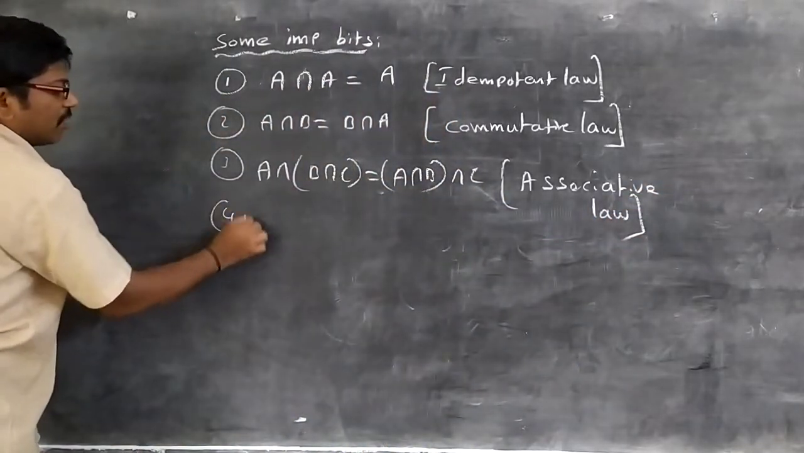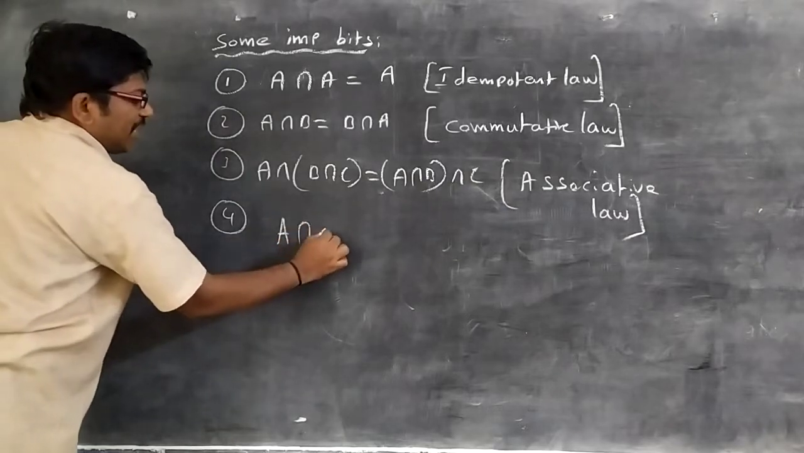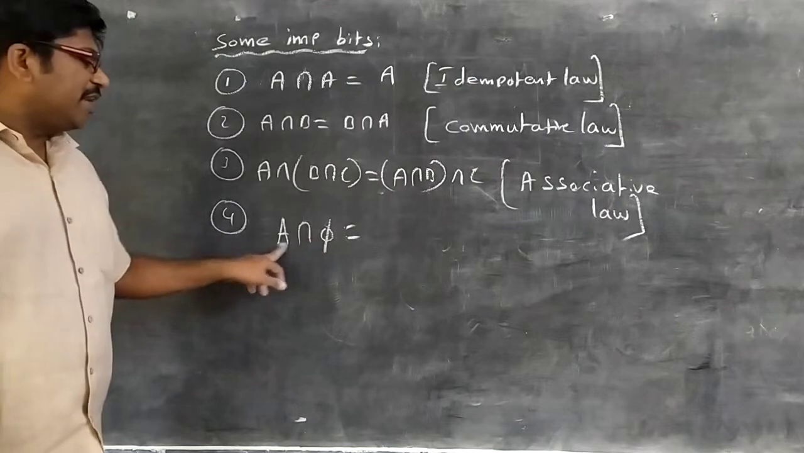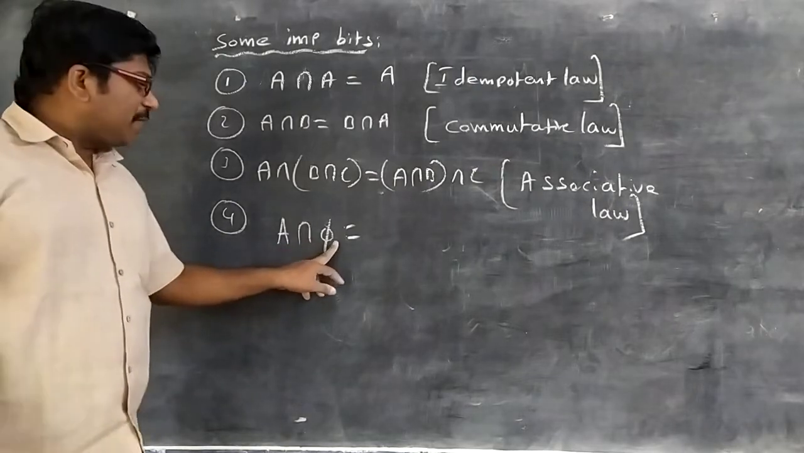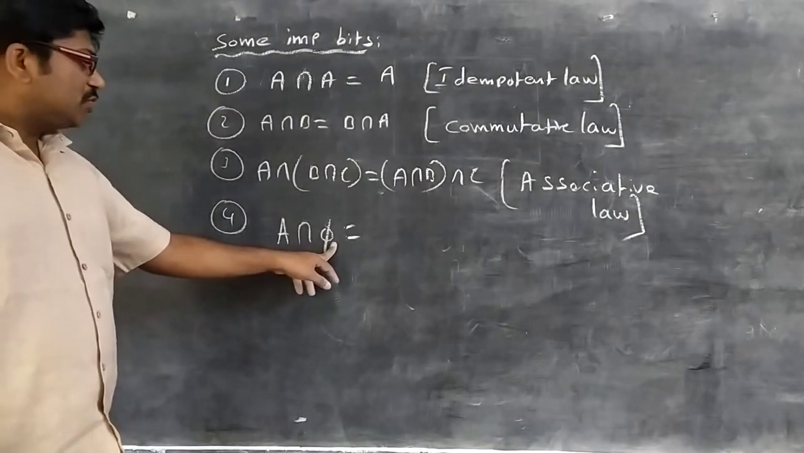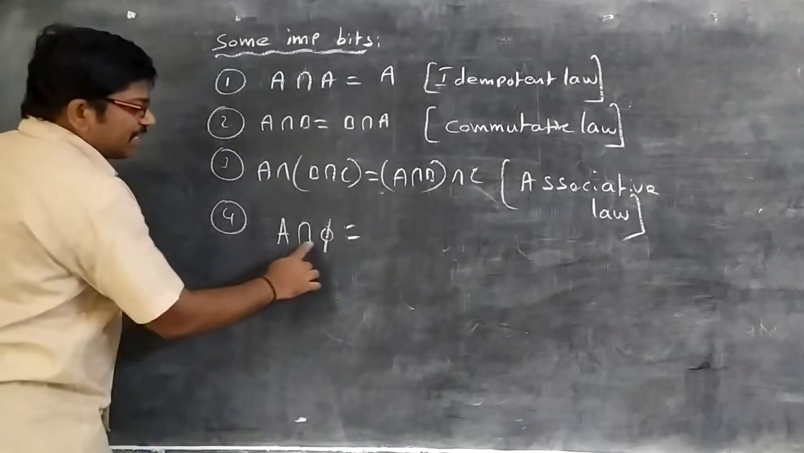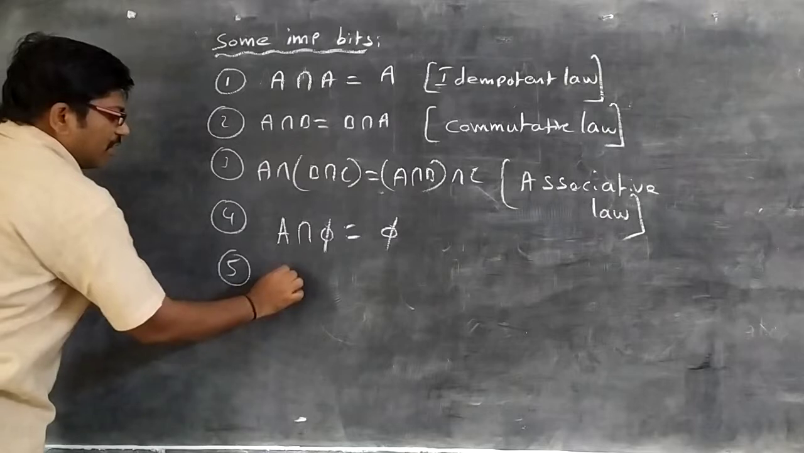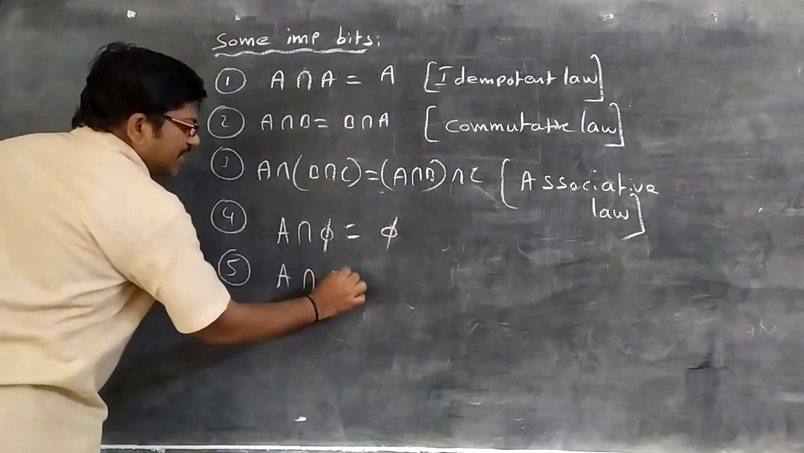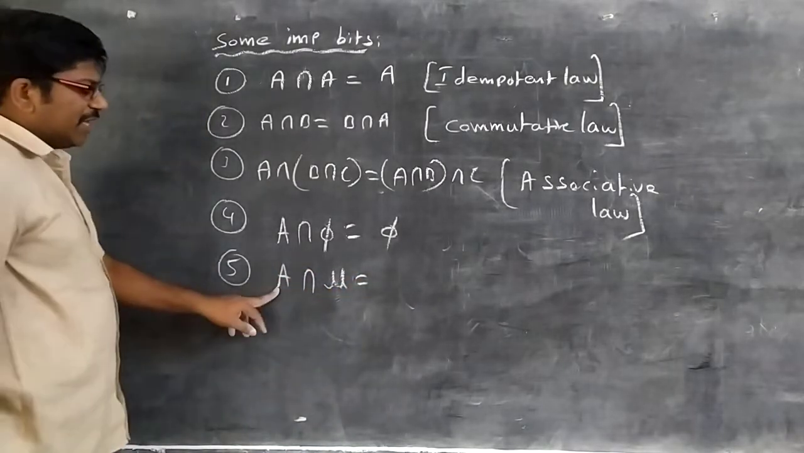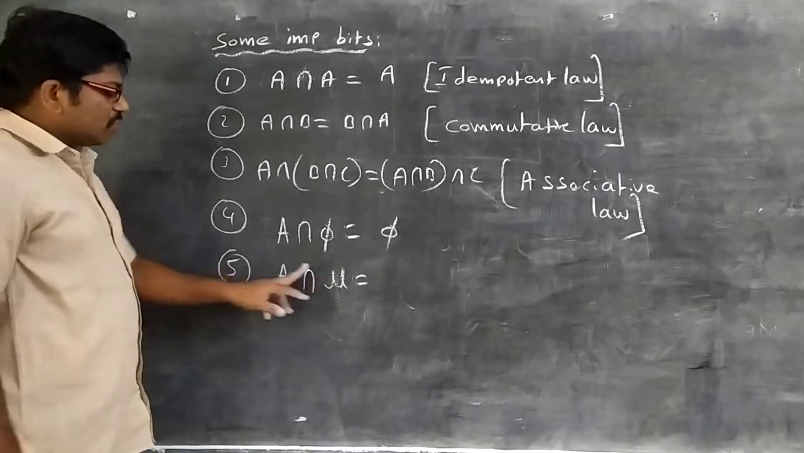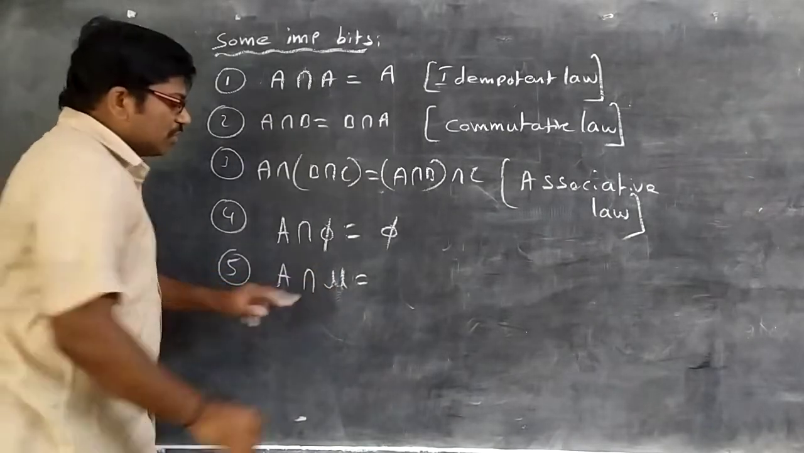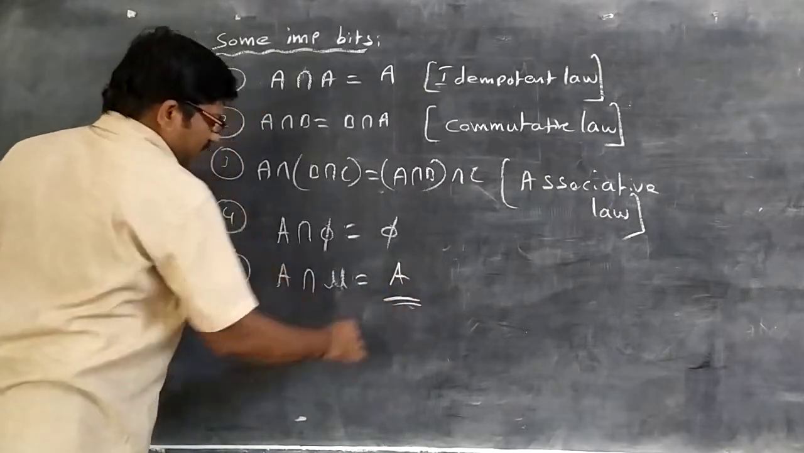Next, A intersection phi is equal to what? What are the common elements in both sets, A and phi? Here phi has no element, so there is no common element. So A intersection phi is equal to phi. And the fifth bit, A intersection mu is equal to what? Here A is already a subset of mu, so A is common in both. A is in A and A is in mu. So A is the answer.